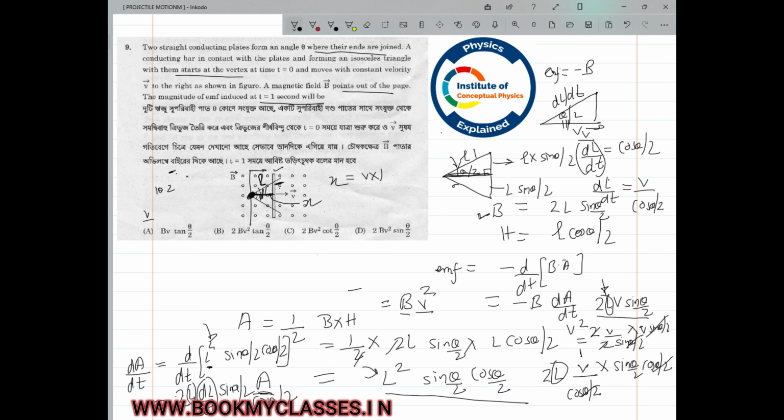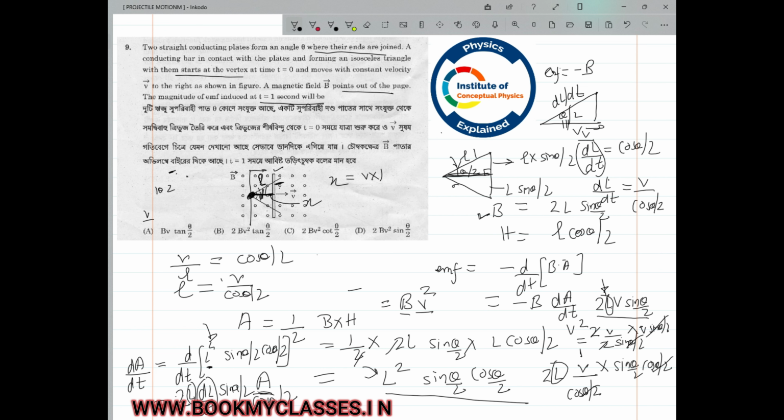What's happening is this L is not going away, right? We want to get rid of this L. So let's say this is L, this is V. What is the relationship between them? V by L is equal to cos of theta by 2, and L is equal to V upon cos theta by 2, right?